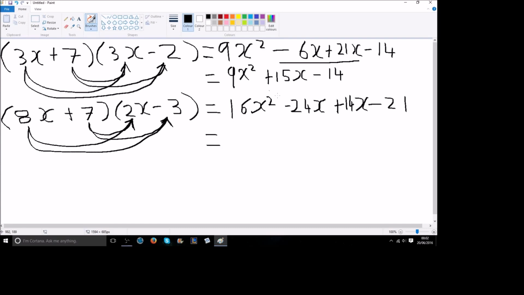Now this is usually a 2 to 3 mark question. This is usually a GCSE question that comes up every year. So if you know it, you will definitely get more marks. So you get 16x squared, minus 24x plus 14x, which will give us minus 10x, take away 21.